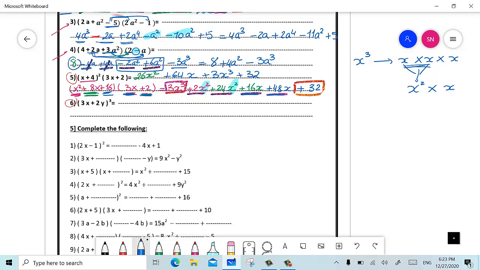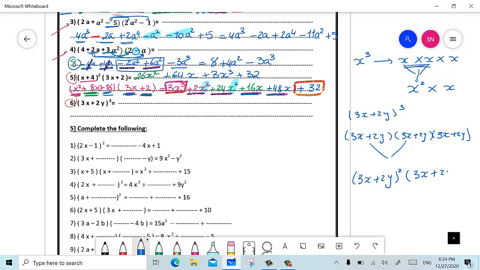So this means when he tells me that I have 3x plus 2y all to the power of 3, this means that I have 3x plus 2y multiplied by 3x plus 2y multiplied by 3x plus 2y. In this case, I can say that I have 3x plus 2y squared multiplied by 3x plus 2y. And find the result of 3x plus 2y squared, as we know by the special case that we have studied.